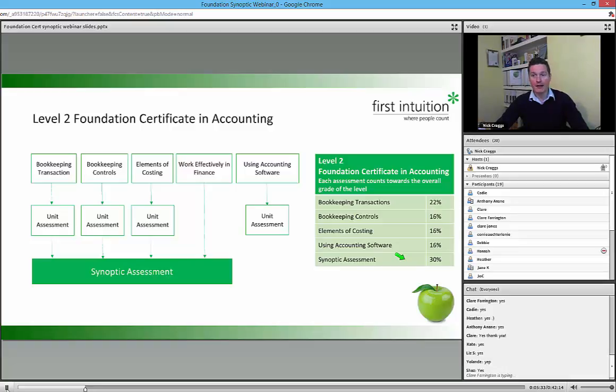So it just means that it's not as flexible as it used to be. It used to be you could, well, it was a good idea to do control accounts and journals after processing bookkeeping transactions, but other than that, you could do elements of costing, or you could do working effectively in either order. Now you can't really.